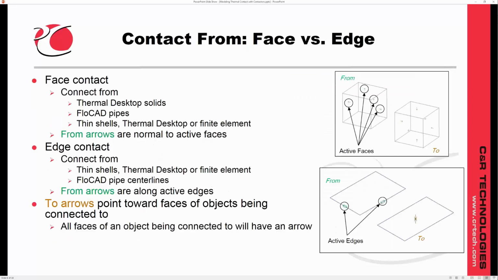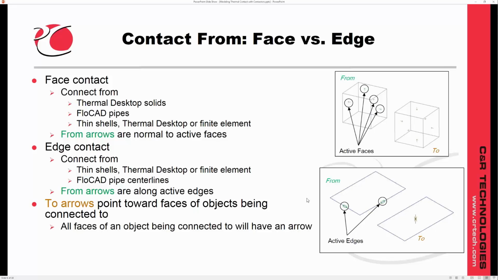The different options that we have, first option is contacting from face or edge. So for a face contact, you can connect from a thermal desktop solid, a FlowCAD pipe, or any of the thin shells, whether they're thermal desktop or finite element. When you do the face contact, the from surfaces that are active in the contactor are marked with green arrows pointing outward from the active face.